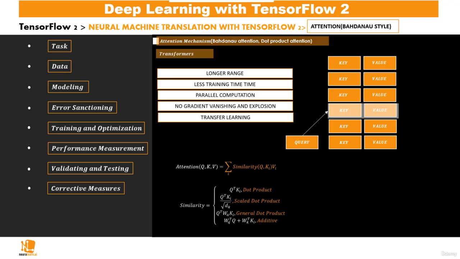And we can have different similarity functions. We have the dot product similarity function, the scaled dot product similarity function, the general dot product similarity function, and the additive similarity function. The Bahdanau is the additive similarity function, while the dot product, or the Luong type, is the scaled dot product similarity function, which is one of the most widely used.